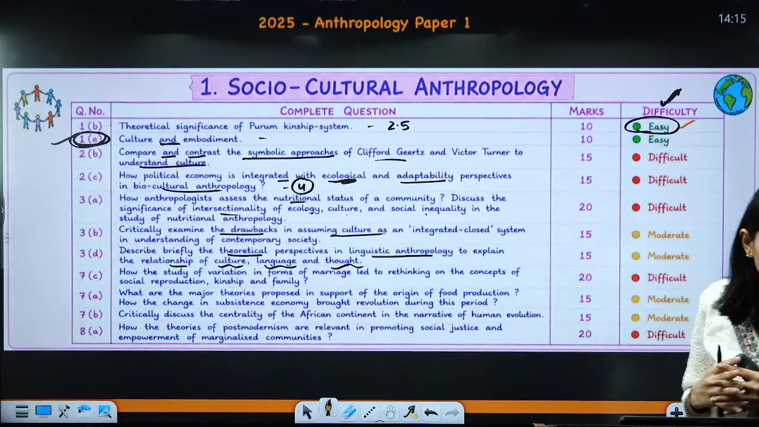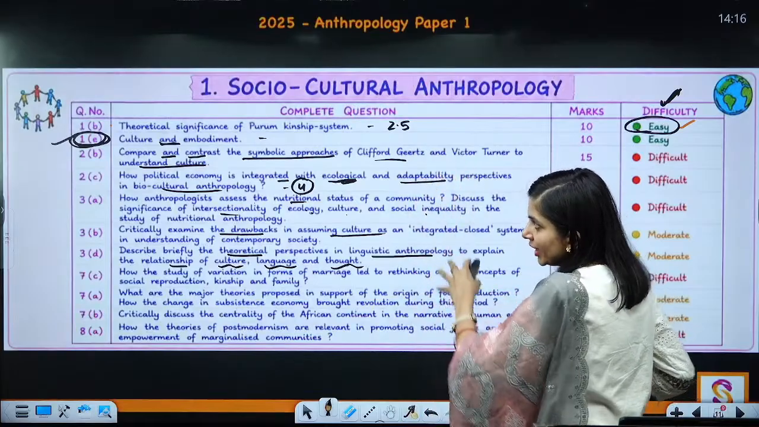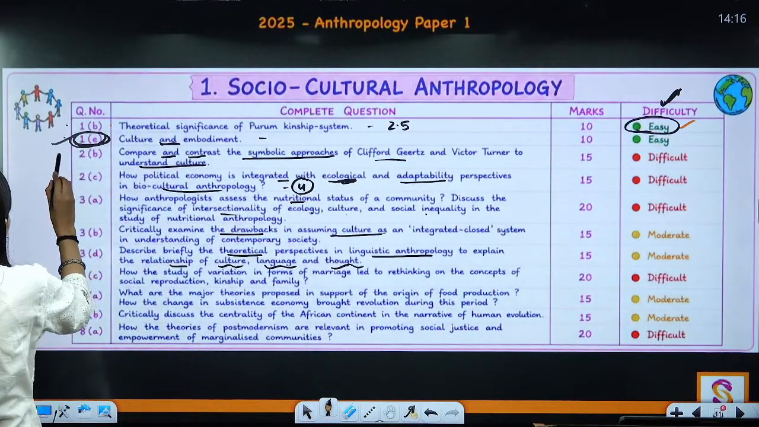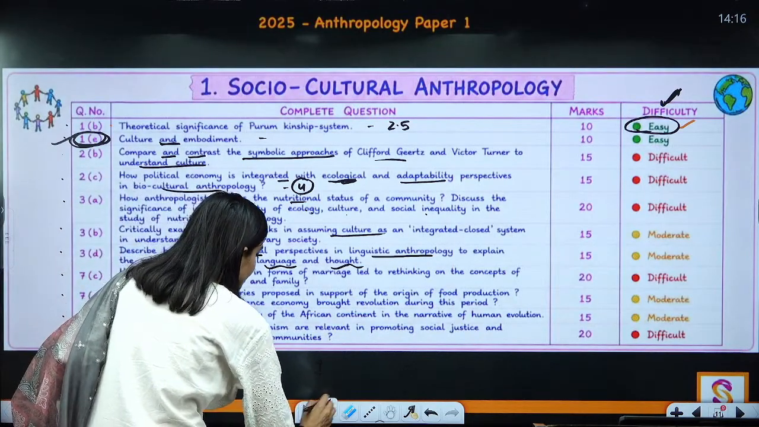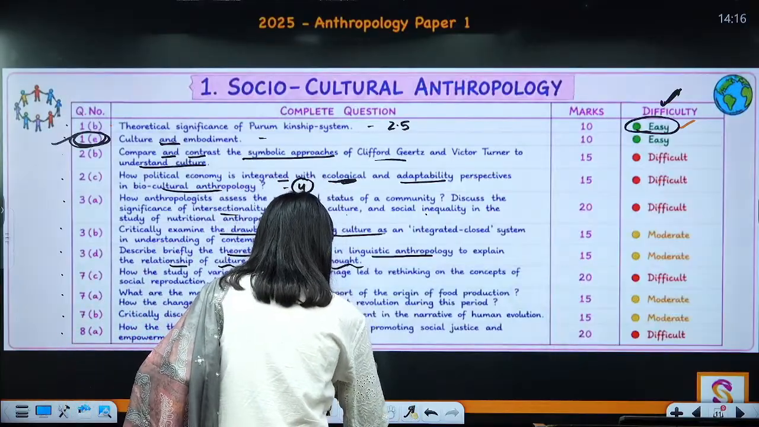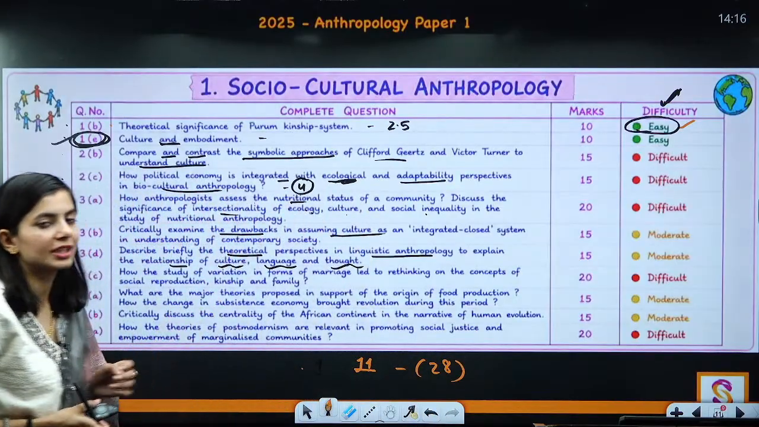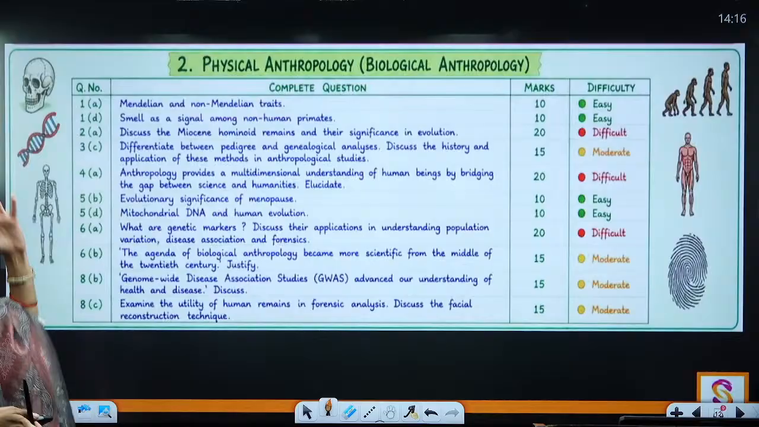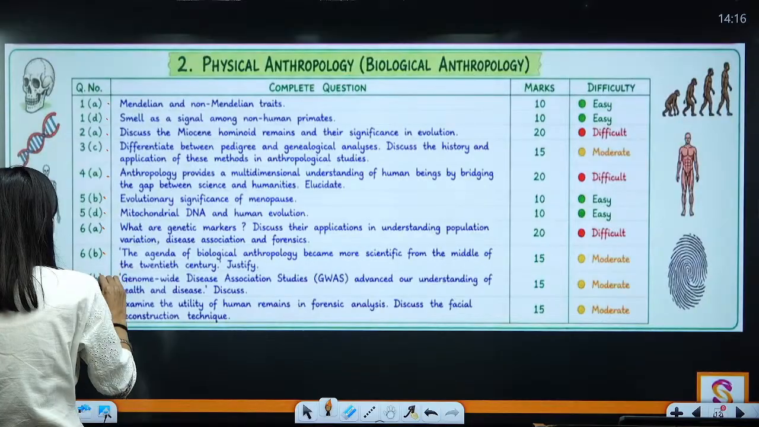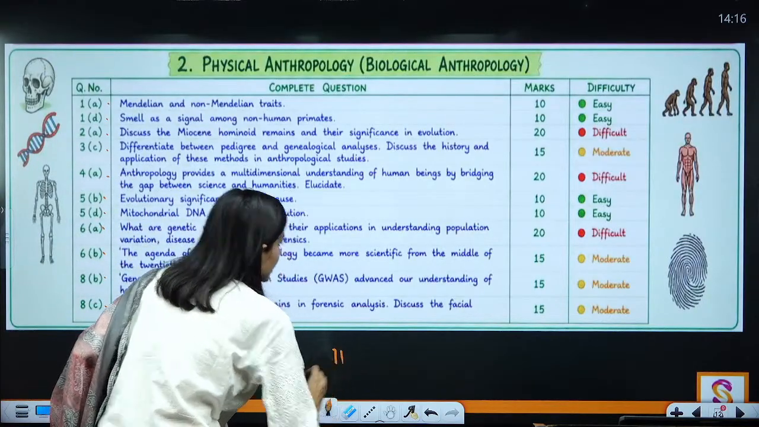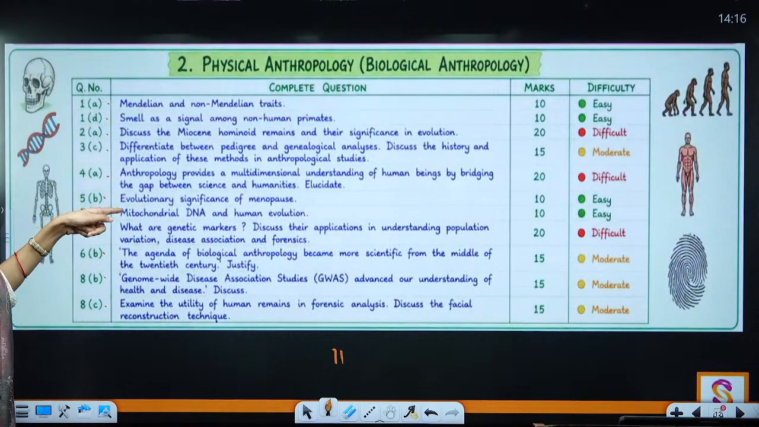But this is something that you need to understand. The socio-culture questions, let me count: 1, 2, 3, 4, 5, 6, 7, 8, 9, 10, 11. 11 questions out of 28 questions from the socio-culture anthropology. Physical anthropology, 1, 2, 3, 4, 5, 6, 7, 8, 9, 10, 11, 11 questions from here.